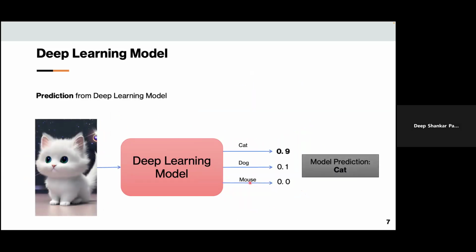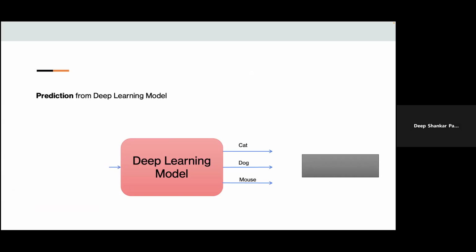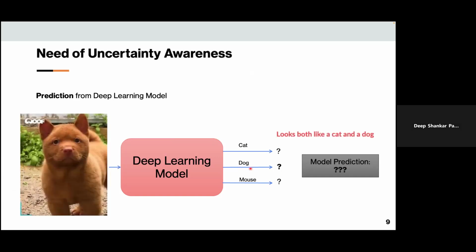But what if the input is something that's quite confusing? For instance, in this cat versus dog versus mouse classification, what if the input is something like this? This image looks both like a cat and a dog. In this case, the model should basically say, I'm confused. This looks both like cat and dog. It has both cat and dog features.